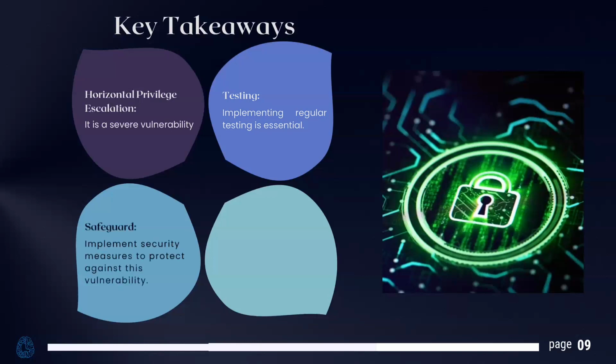And then safeguards: implement security measures to protect against this vulnerability, like implementing the ISO 27001 policy for websites and their security, and then an SSL certificate for data encryption. And then there is the PCI DSS policy for a secure payment gateway. So these things, and there are many more policies and technologies, need to be implemented for security purposes.